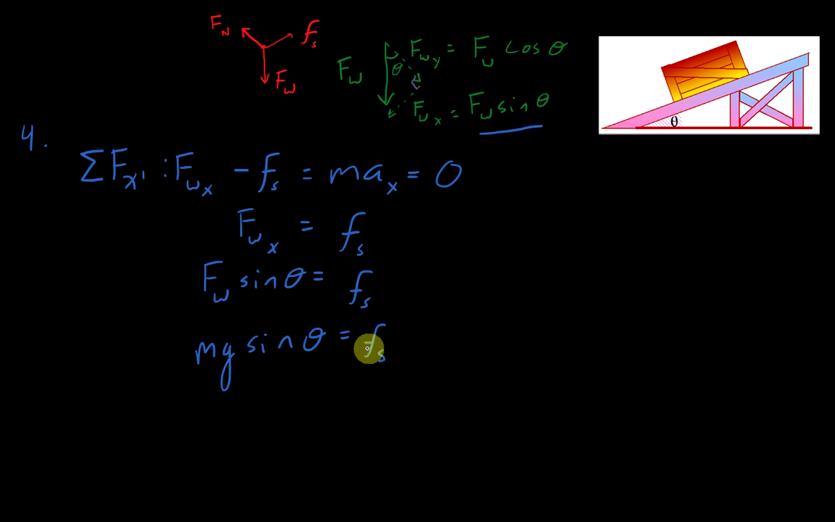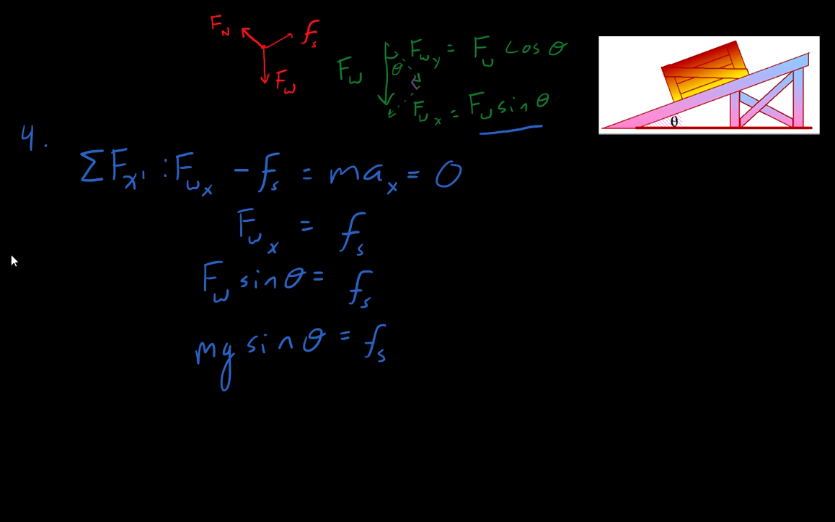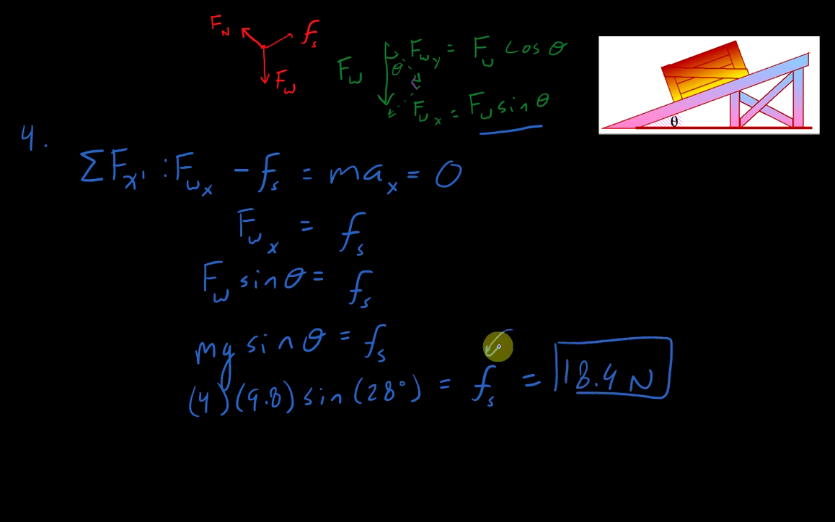equals Fs. Plugging in, oh man, what was the mass of that cart? 4 kilograms. Jump back. So that's 4 kilograms, 4 times 9.8, that's g, times the sine of 28 degrees. That equals Fs. I punched that into my calculator, and hopefully I didn't make a mistake. When I punched in all those things, I got 18.4 newtons. You can email me anger if I did it wrong. That is the value of the frictional force.